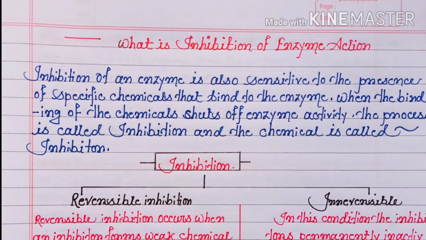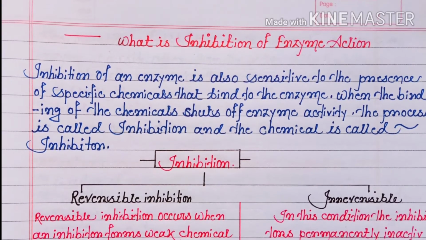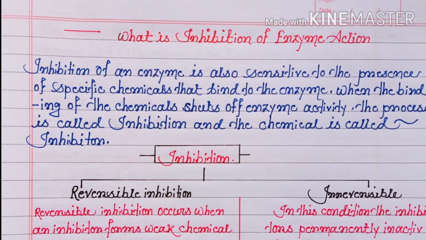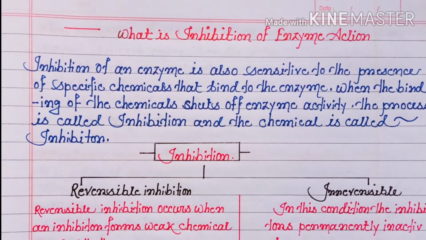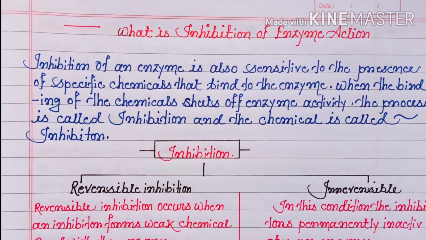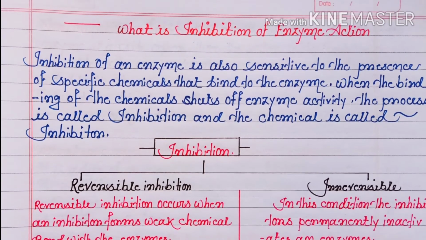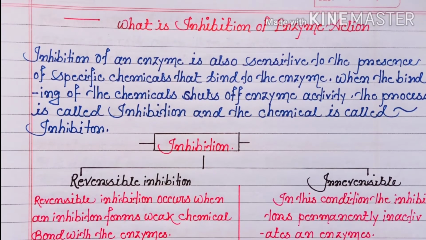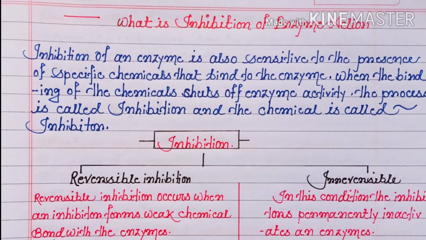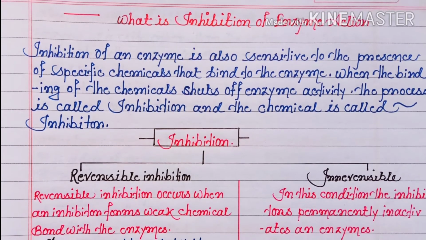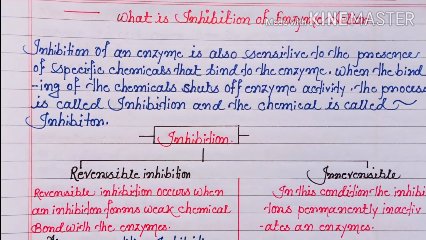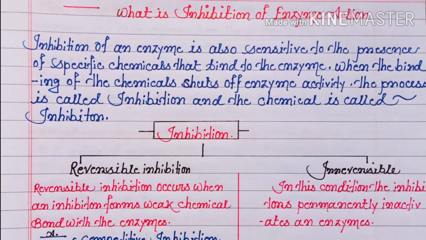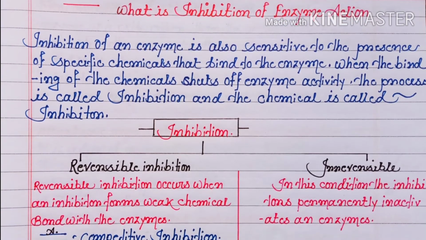Inhibition of an enzyme is also sensitive to the presence of specific chemicals that bind to the enzyme. When the binding of the chemicals shuts off enzyme activity, the process is called inhibition and the chemical is called an inhibitor. Inhibition is of two types: first, reversible inhibition, and second, irreversible inhibition.